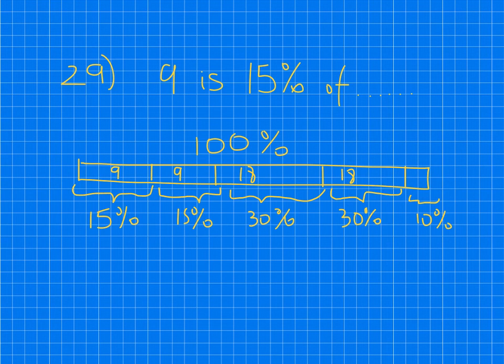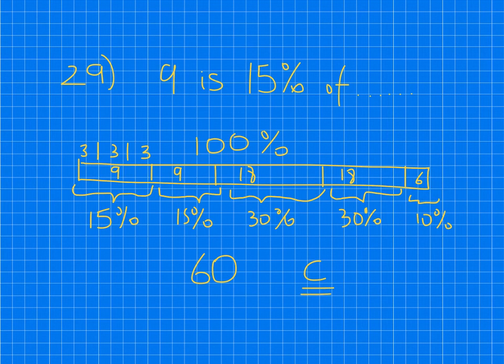Thinking carefully, if we split 15% into 3 lots of 5%, it would be 3 lots of 3. So 10% must be 6. Adding these together gives us 60. So 9 is 15% of 60. So the answer is C.